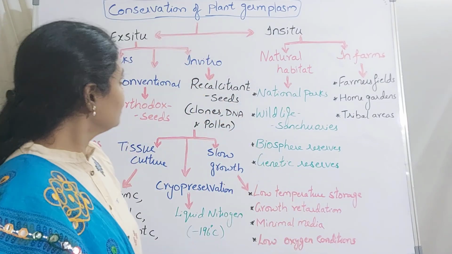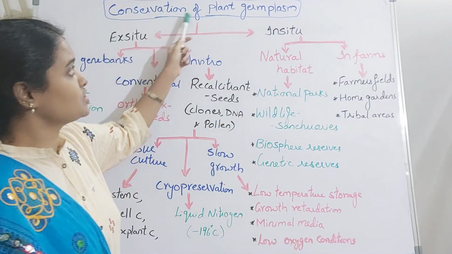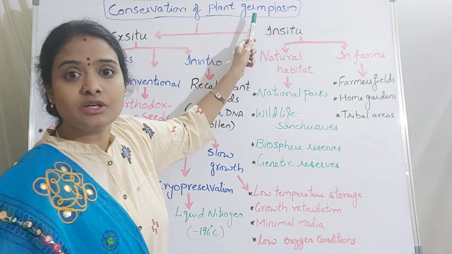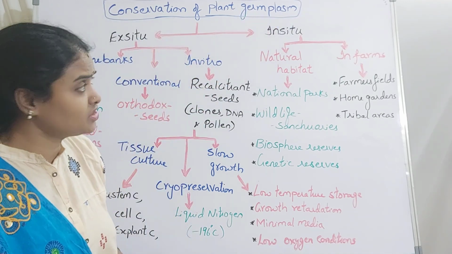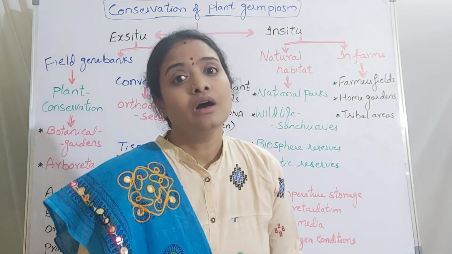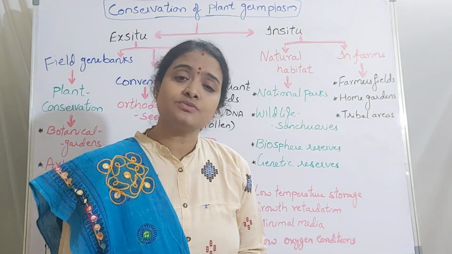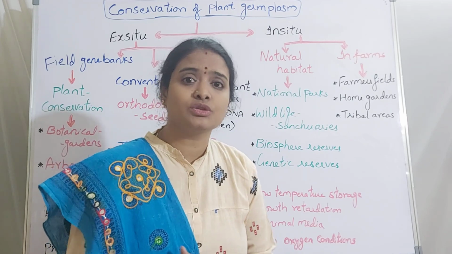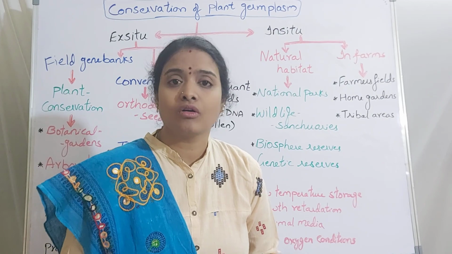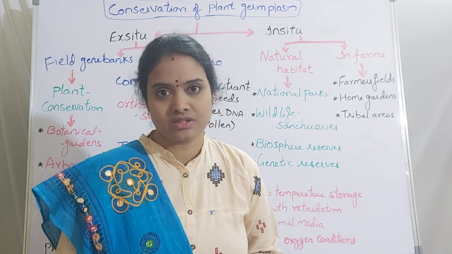So when you see the conservation of germplasm, how do you define germplasm? Germplasm is the genetic material of an individual plant which may be transferred from one generation to another generation by asexual method or by somatic method, right?